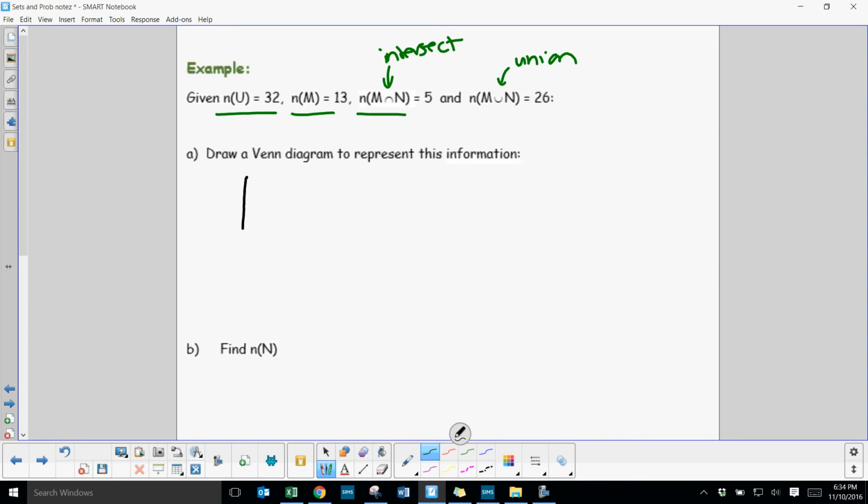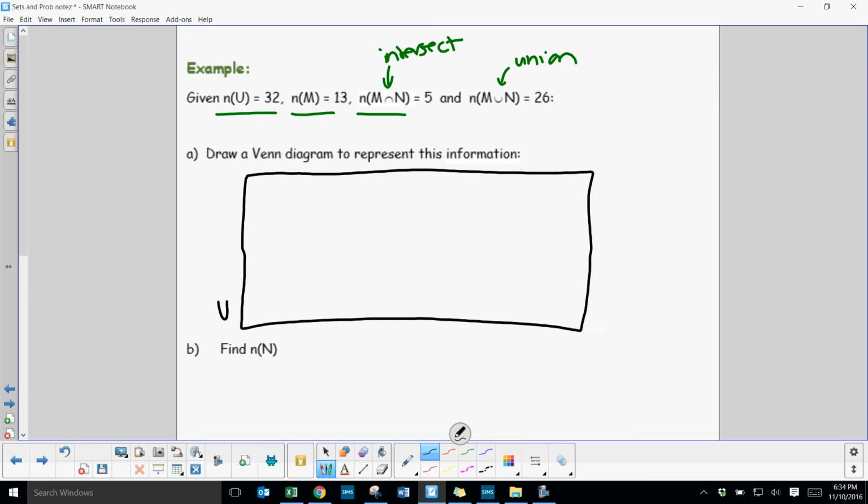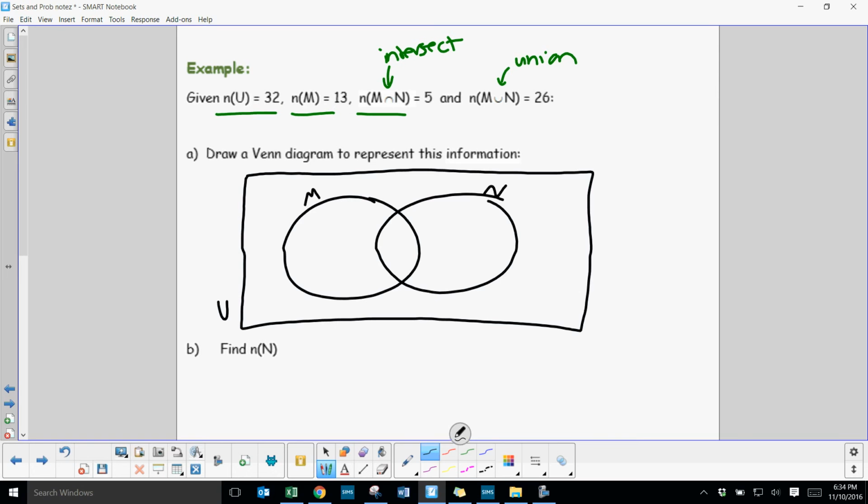So it's only 2 circles this time. Don't forget your little U here. So 2 overlapping circles because we know that the intersect has 5 in them. And our 2 letters are M and N. Make sure to use capital letters. Let's start with the intersect first. That's always easier. So our intersect is 5. So that's been dealt with.